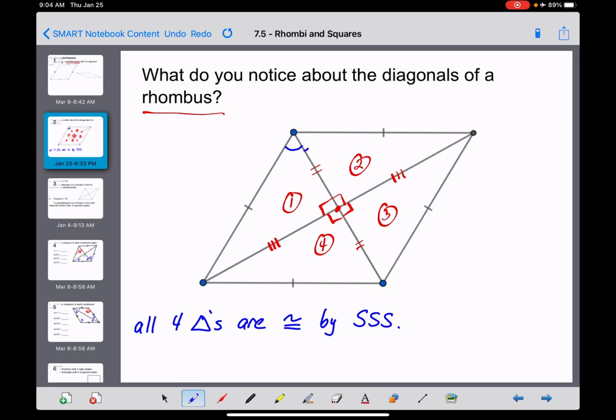Now, another thing going along with that is because all of these triangles are congruent, this angle right here and this angle that's adjacent to it have to be congruent to each other. And the same thing would happen with this angle right here and then this angle right here next to it. And in fact, the same thing happens here, and the same thing happens here. So these are two unique things that happen in a rhombus that don't happen in a normal parallelogram, one that's not a rhombus.